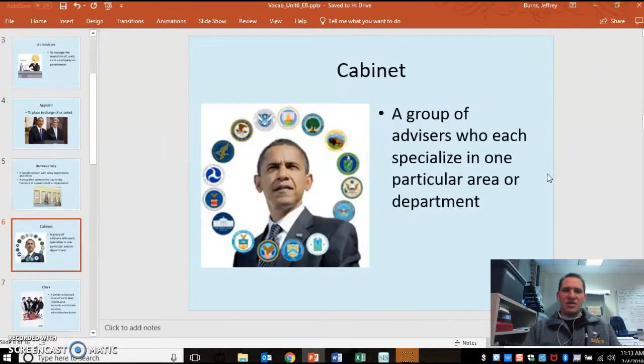All right. Cabinet, just mentioned that word. That is the specific advisors to the president, to the governor as well. And they are in charge of providing the president or the governor with certain advice or assistance as needed, and controlling and being an expert on their section of the government.